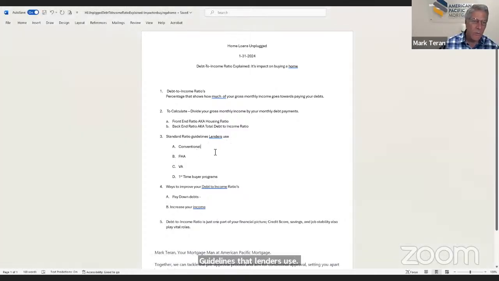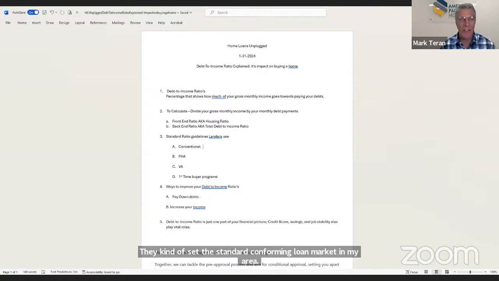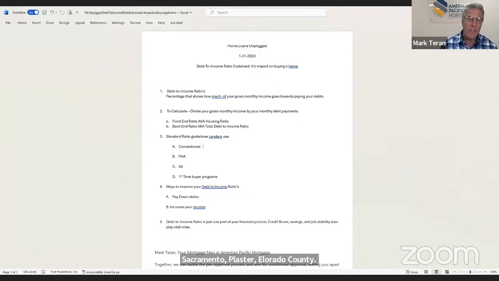Now, when we get into doing home loans, there are standard ratio guidelines that lenders use. And if you're an old fellow like me, on regular conventional loans, which you've probably heard Fannie Mae and Freddie Mac, they kind of set the standard conforming loan market. In my area, Sacramento, Placer, El Dorado County, conforming loan limits go up to $766,550. Years ago, the standard guideline would be 33% for the housing ratio and roughly 38% for that total debt to income ratio.